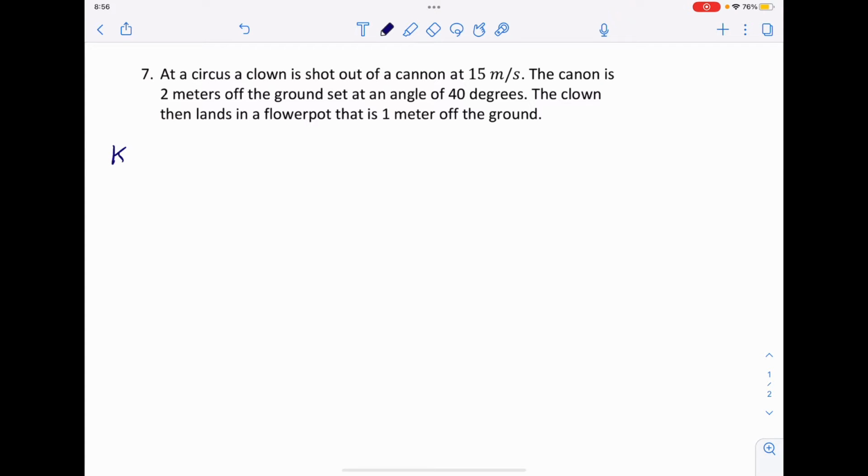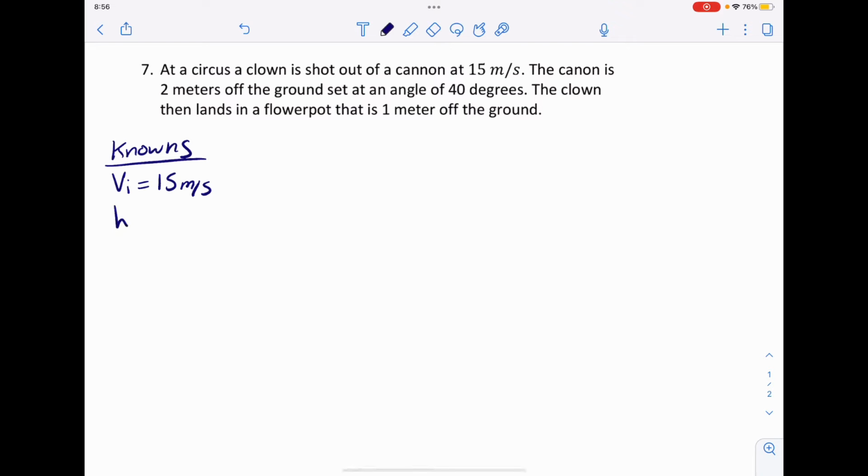Let's go ahead and write our knowns. We have the initial velocity of 15 meters per second. Then the cannon is 2 meters off the ground and set at an angle of 40 degrees. So the height of the cannon is 2 meters and the angle is 40 degrees, right? The clown then lands in a flower pot that is 1 meter off the ground. So the height of the pot is 1 meter.